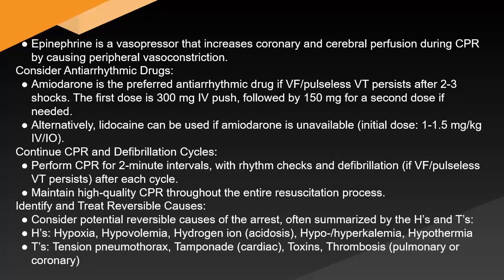Consider antiarrhythmic drugs. Amiodarone is the preferred antiarrhythmic drug if VF or pulseless VT persists after 2-3 shocks. The first dose is 300 mg IV push, followed by 150 mg for a second dose if needed. Alternatively, lidocaine can be used if amiodarone is unavailable. Initial dose 1.5 mg/kg IV.